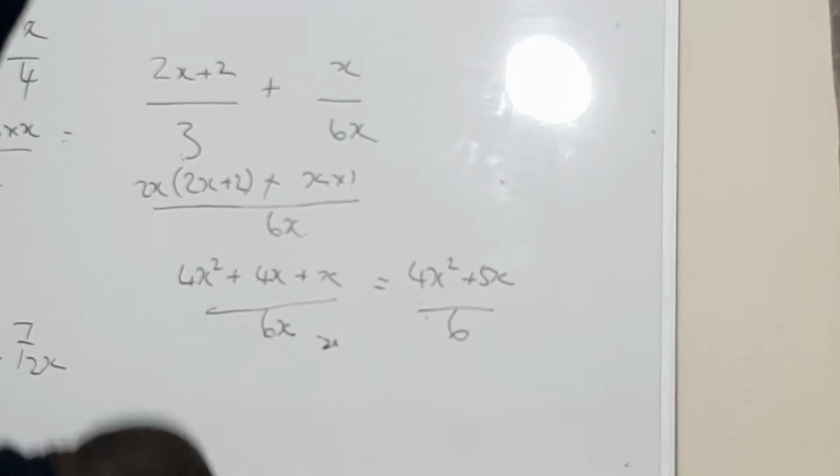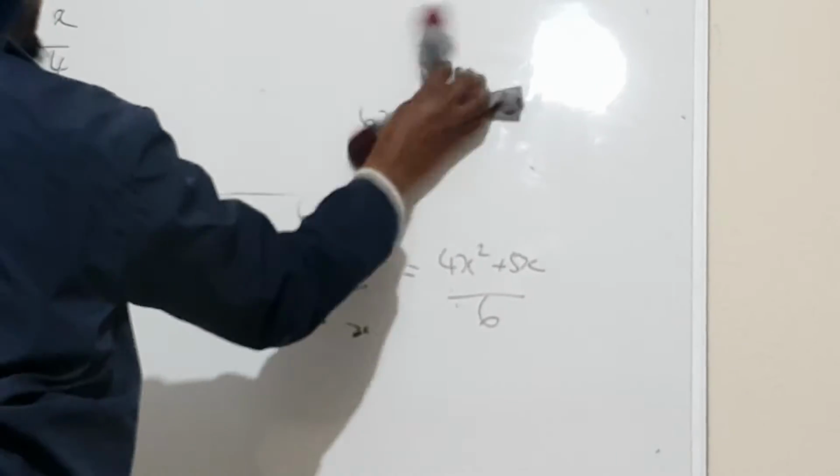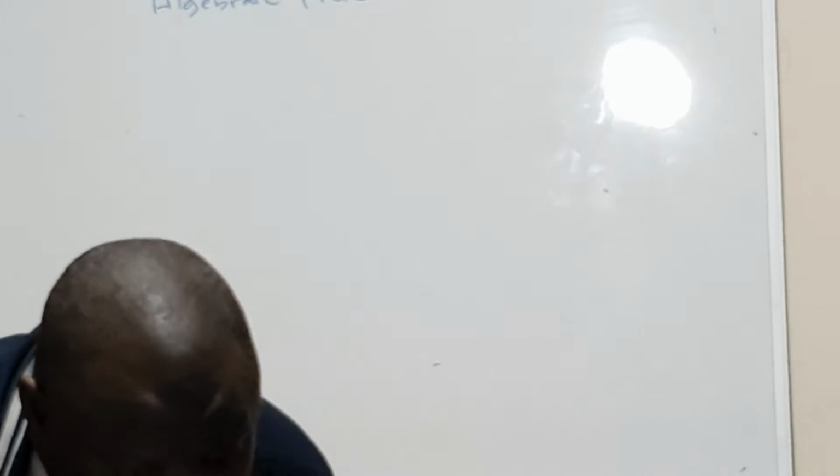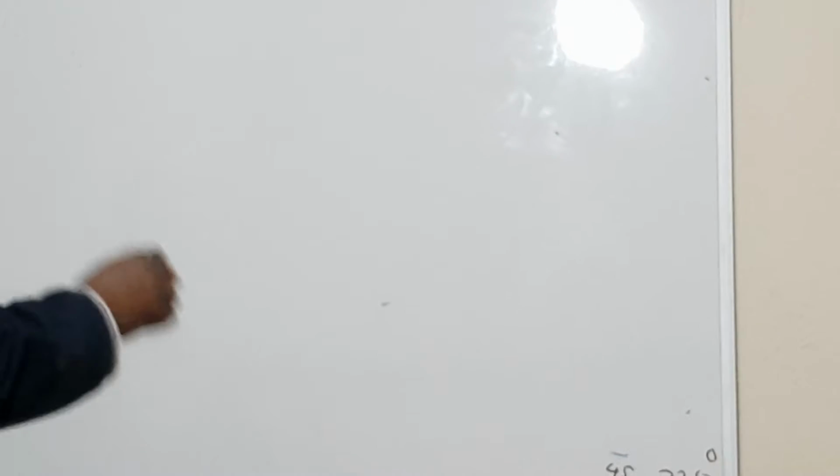That is your answer, with 6x at the bottom. You have to move on quickly for 30 minutes. We finish in 30 minutes. Now let's look at 1 over x plus 4.